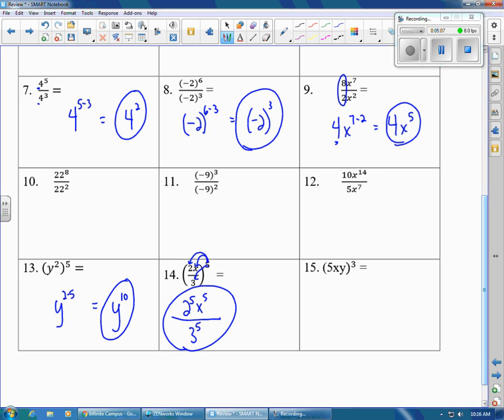Similarly, 15, that 3 that's on the outside has got to hit everything that is inside. So it's going to be 5 to the third, x to the third, and y to the third.